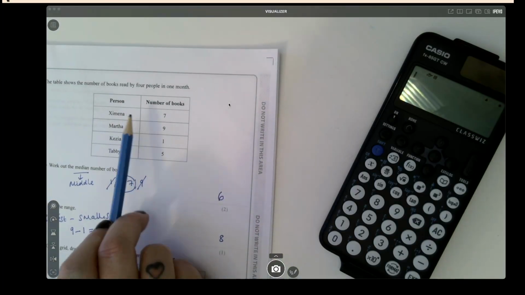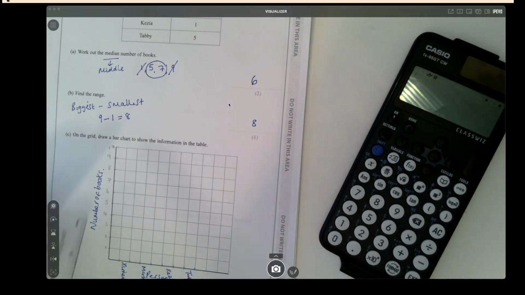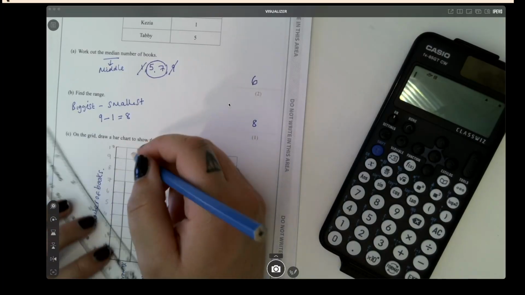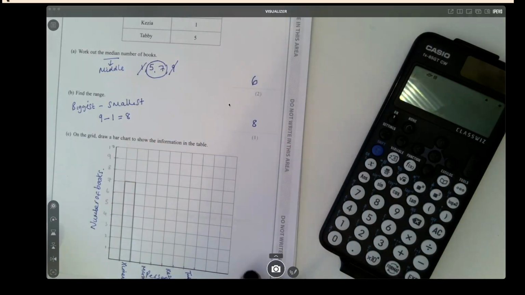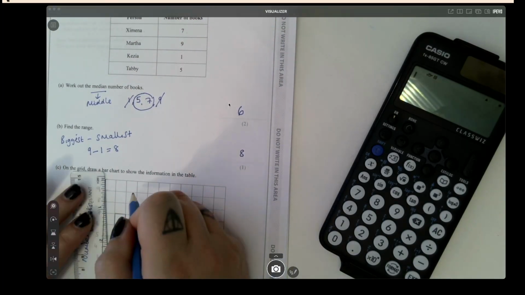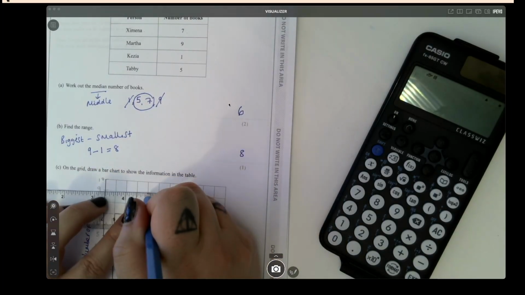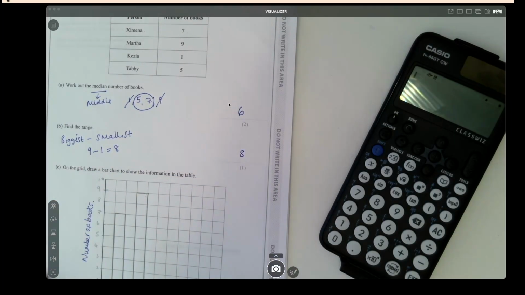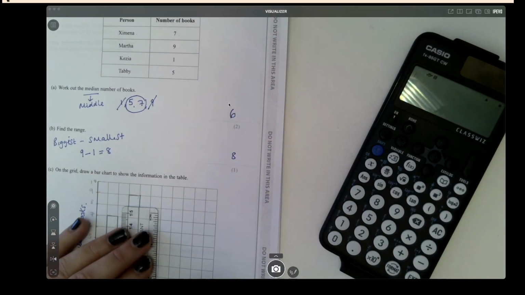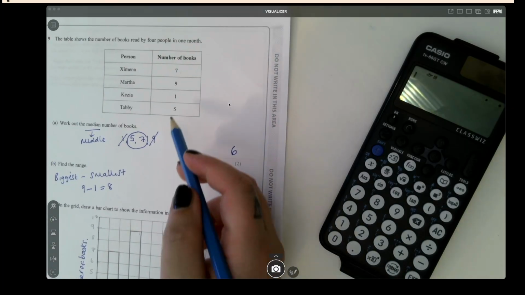So the first person, 7 books. So we're going to use this here and we're going to go up to 7. And that's their bar drawn. The next person is 9, leaving that gap, remember. So we're going to go up to 9. And then the next person was 1. And then finally, Tabby is 5.